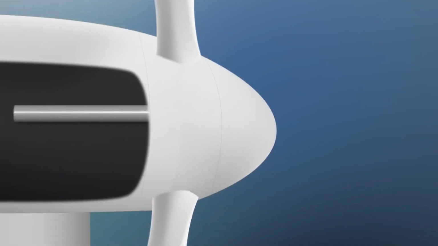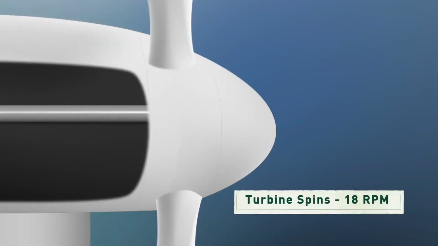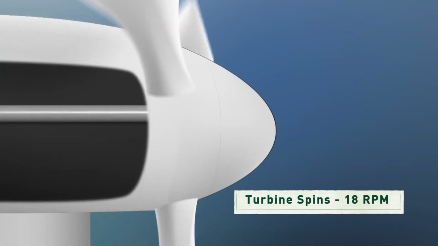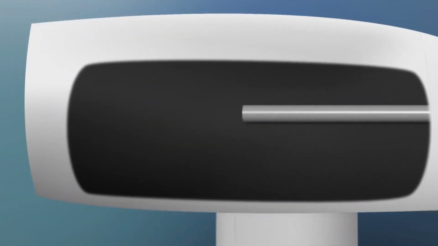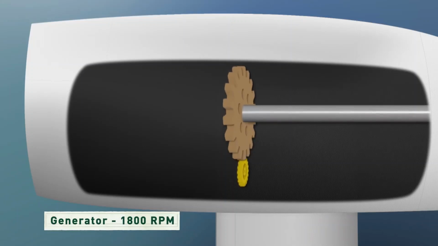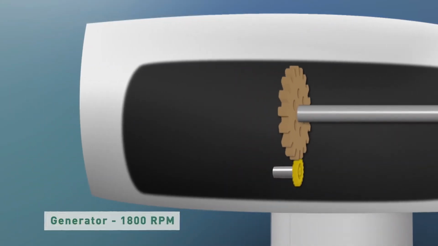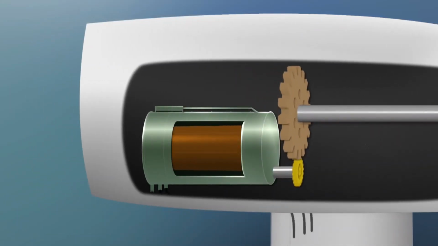Now, the blades are attached to a shaft, which only turns about 18 revolutions a minute, and that's not nearly fast enough to generate electricity by itself. So, the rotor shaft spins a series of gears that increase the rotation up to about 1,800 revolutions per minute. And at that speed, the generator can produce a lot of electricity.